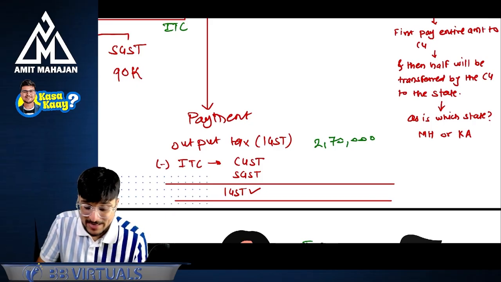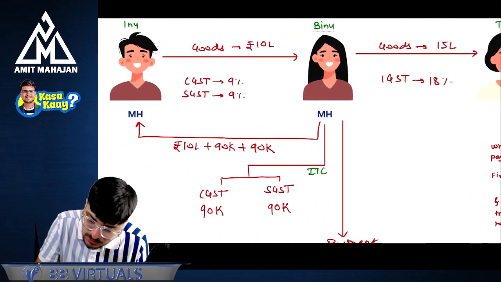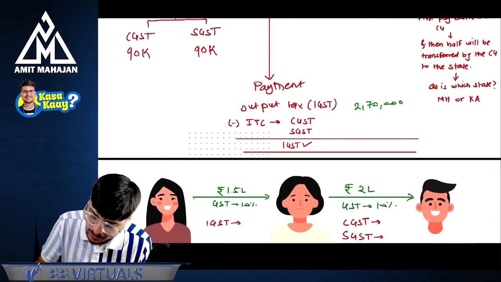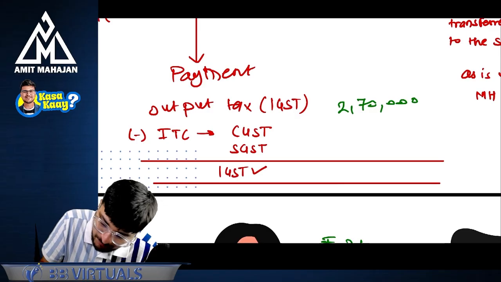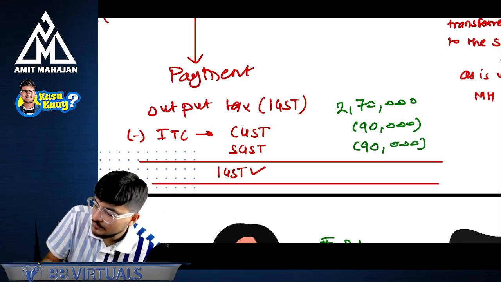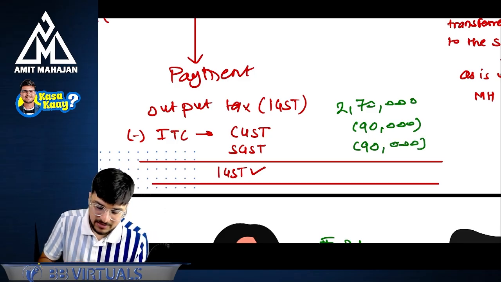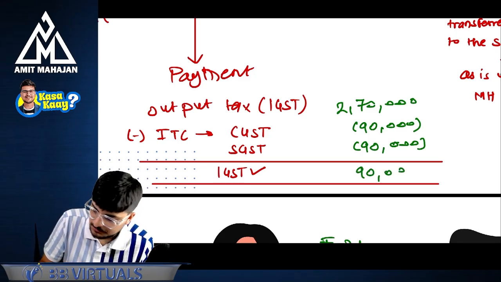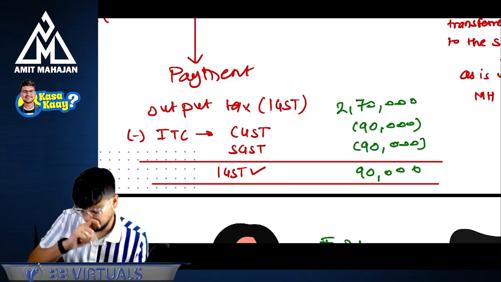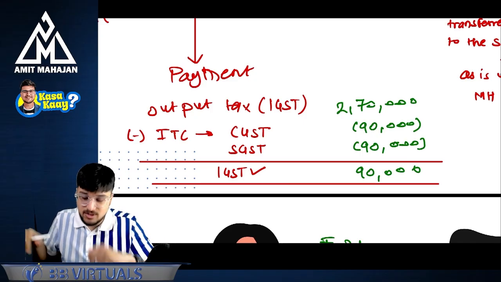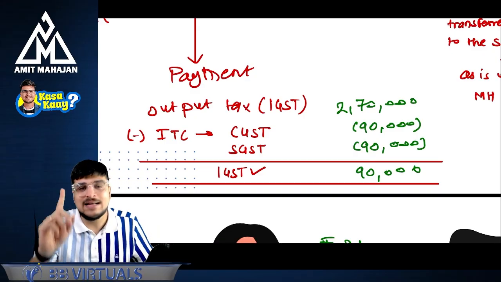Perfect. Now, can I say that she will be able to use this ITC also? The ITC of 90 and 90? Yes. So, she will reduce the ITC of 90 and 90. So, of course, 270 minus 180, I should get the answer as 90,000. Perfect. So she will have to pay IGST of 90,000 rupees to the central government.